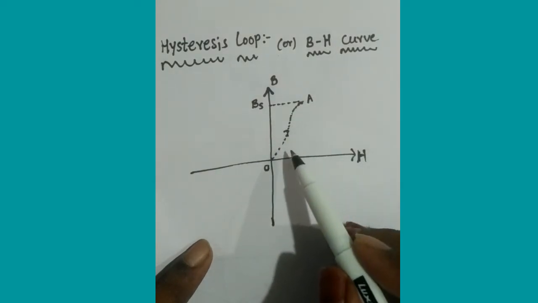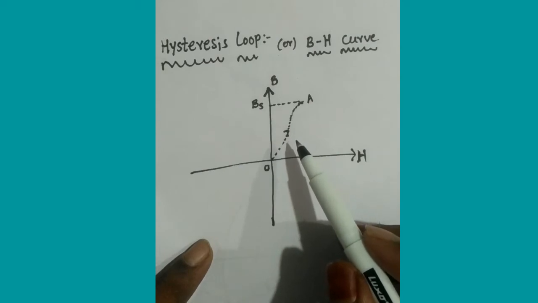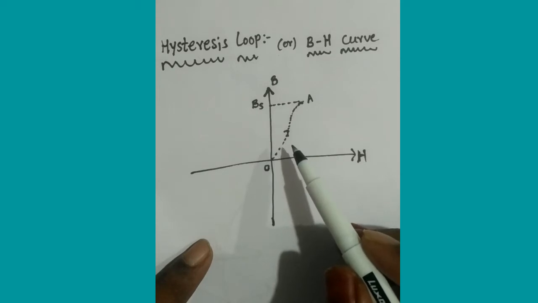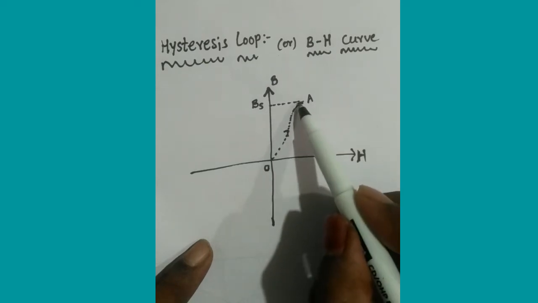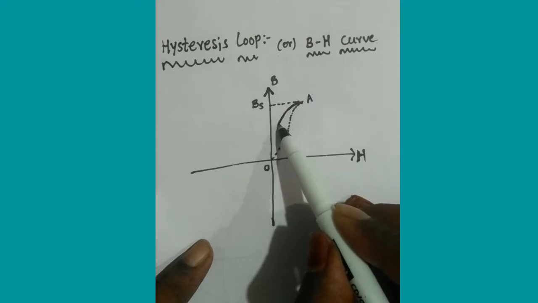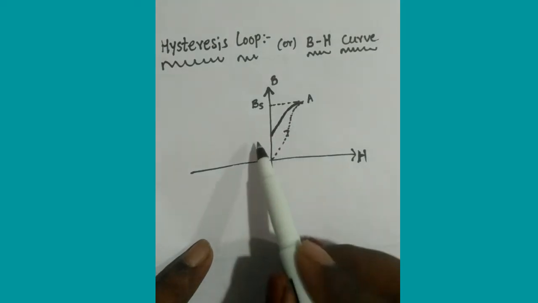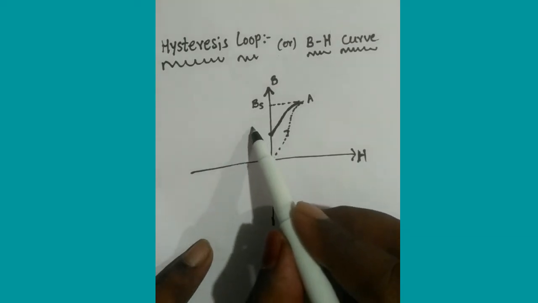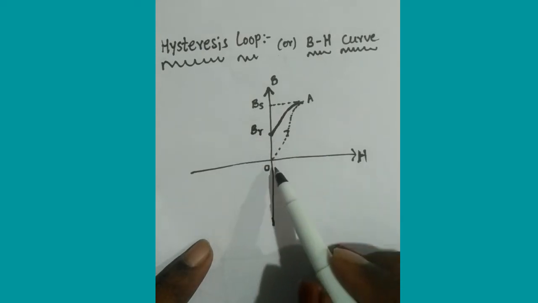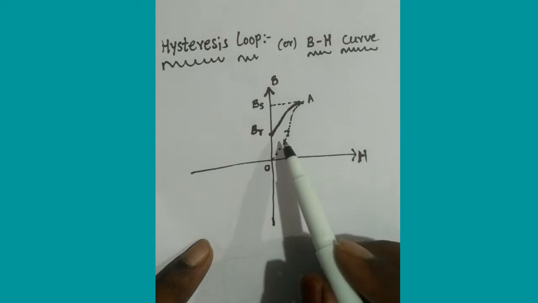Now you are decreasing, that means you are removing the magnetic field intensity. Whenever you remove the external magnetic field intensity, the magnetic induction won't come back the same way. It will take a new path. Even though the applied magnetic field is zero, there is a magnetic induction that exists inside the material. That is called remanent magnetization, also called residual magnetism.